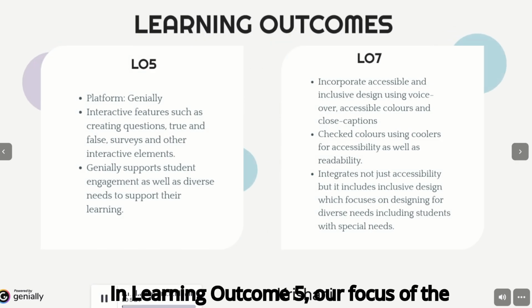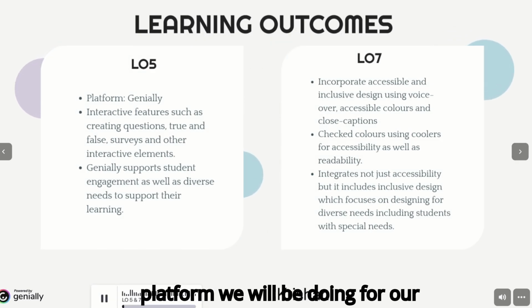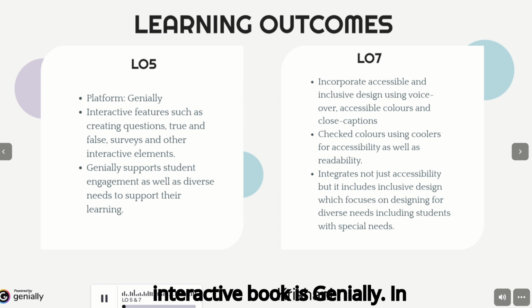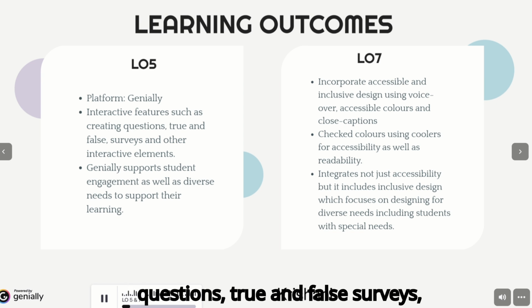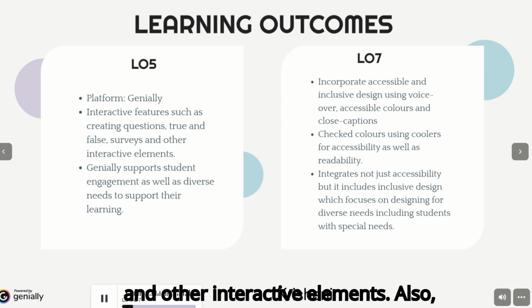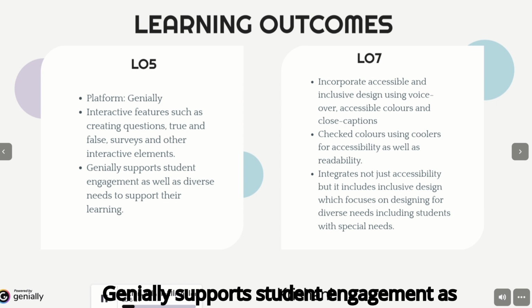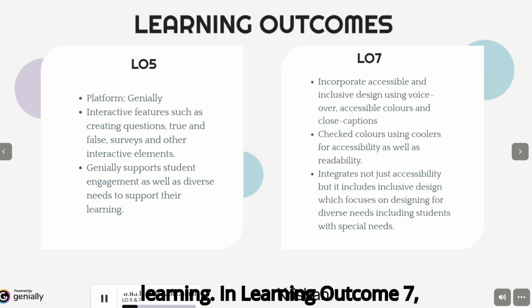In Learning Outcome 5, the platform we used for our interactive book is Genially. Genially incorporates voiceovers and interactive features such as creating questions, true and false, surveys, and other interactive elements. Also, Genially supports student engagement as well as diverse needs to support their learning.